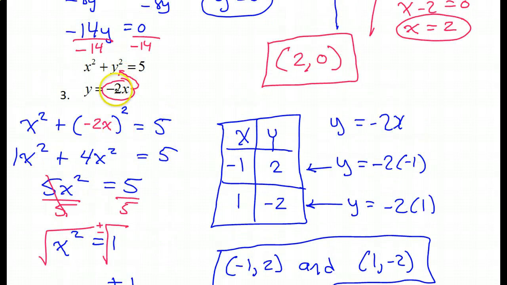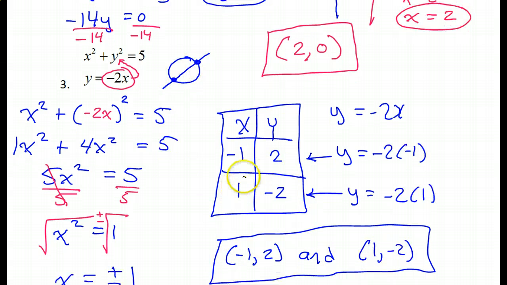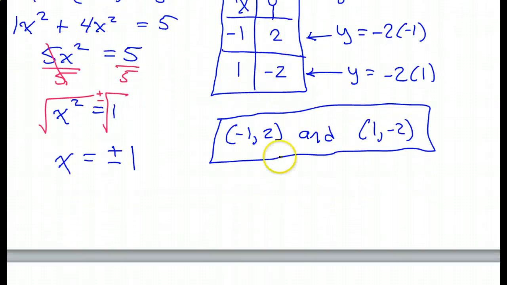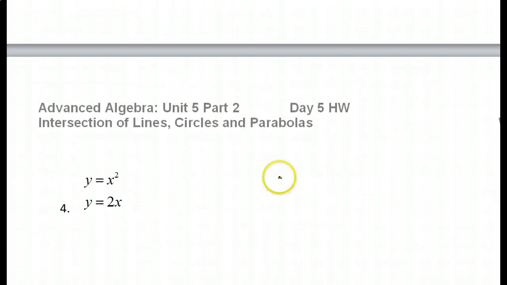Let's talk about what these are. This bottom one, can you tell that that is a line? It's like y equals mx plus b. Nothing is squared, so we have a line here. And then this one, see how both of them are squared? That means it's a circle. So we're talking about the intersection of a line and a circle, and what we just found were these two intersection points. Okay? Alright, last problem, number 4.